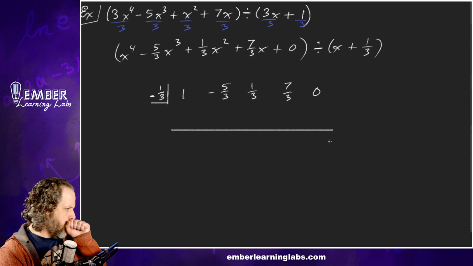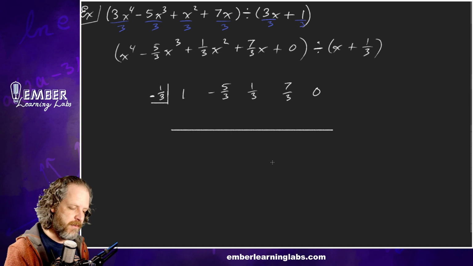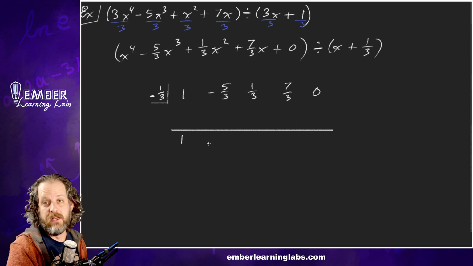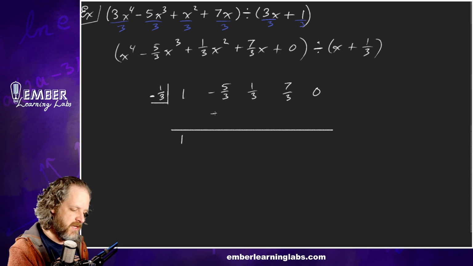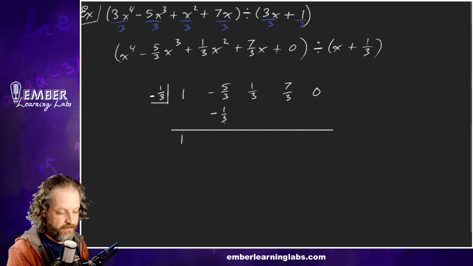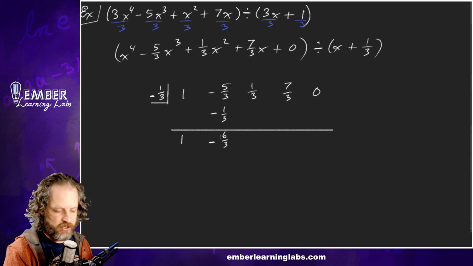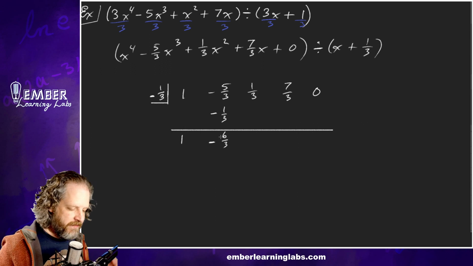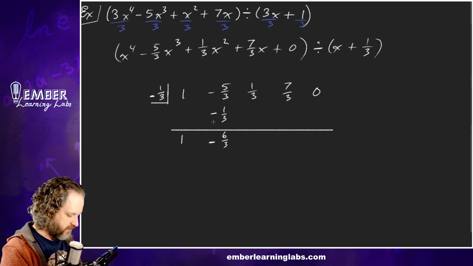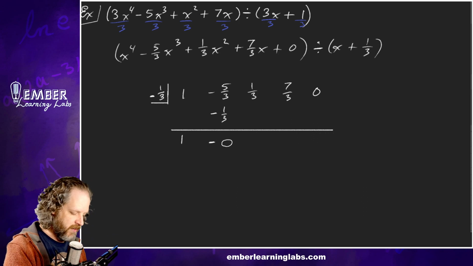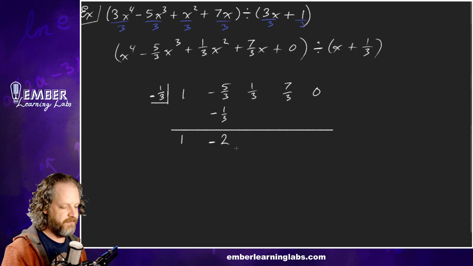All right. Going to start by bringing the first one down. 1. Negative 1/3 times 1 is negative 1/3. Easy money. Then you're going to add. So negative 5/3 plus negative 1/3 is negative 6/3. Negative 6/3 is negative 2.